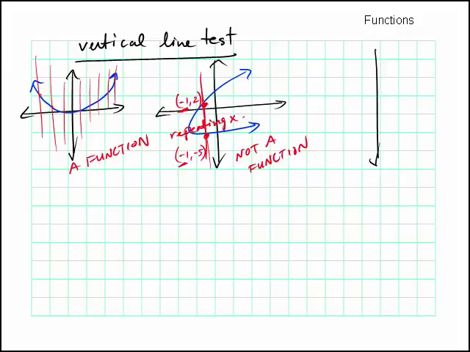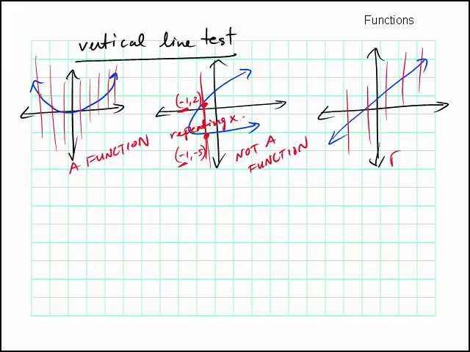Here's another example. Just a line, a linear function here. Obviously, it would pass a vertical line test. No matter where you draw a vertical line, it's only going to cross once. Function. As a matter of fact, all lines are functions except the ones that are perfectly vertical, but everything else would be a function.